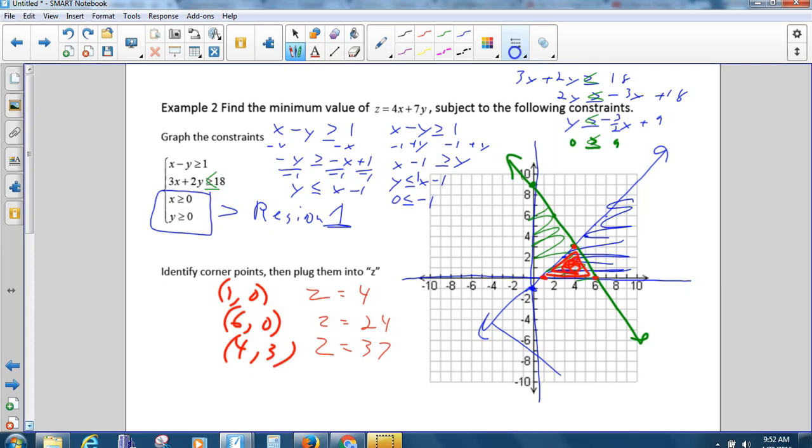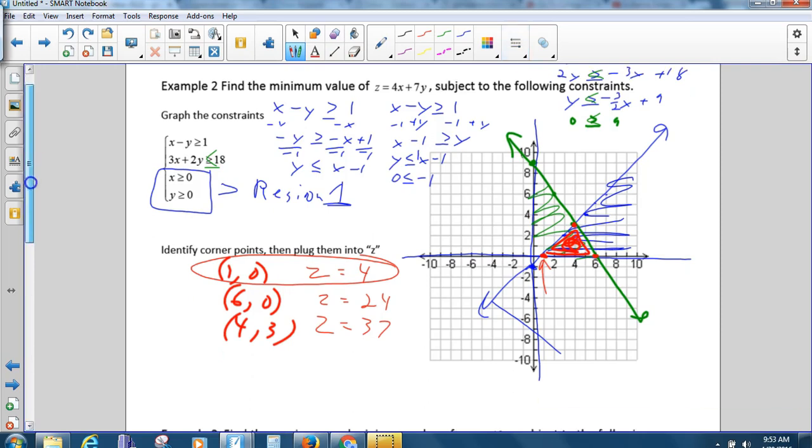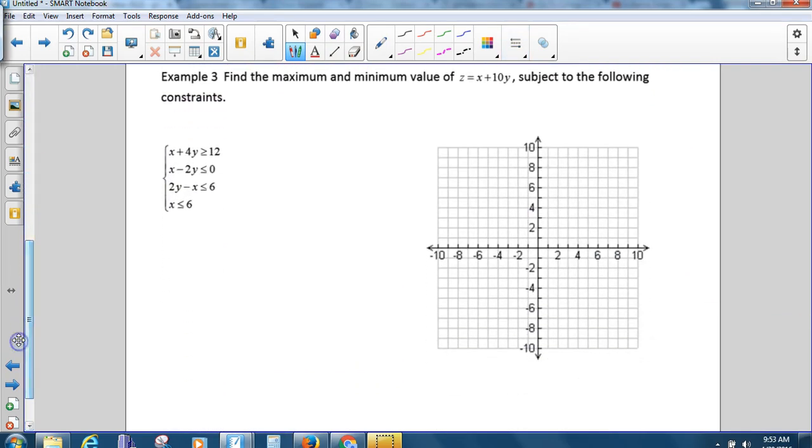Okay? Now since we're trying to find the minimum value, that's right here at 1, 0. So 1, 0 is the minimum value. Okay.